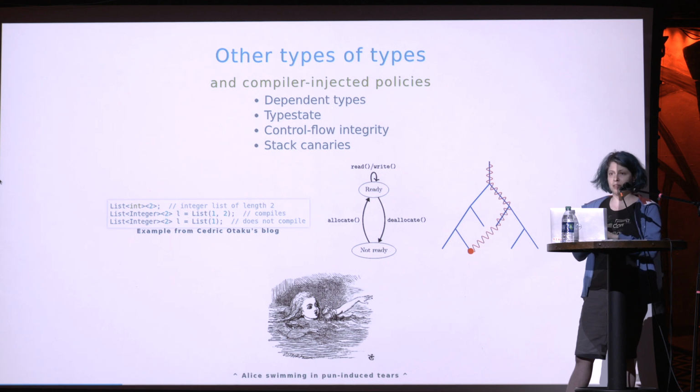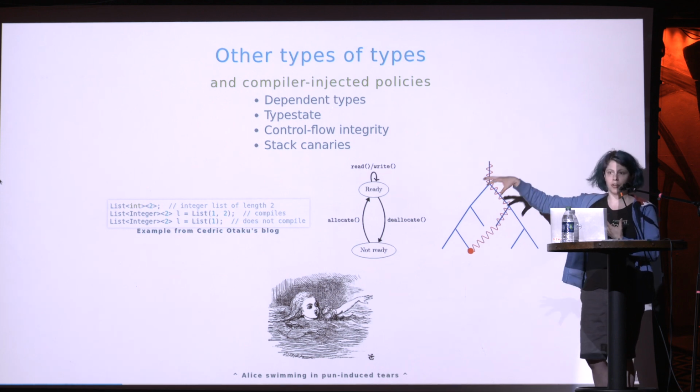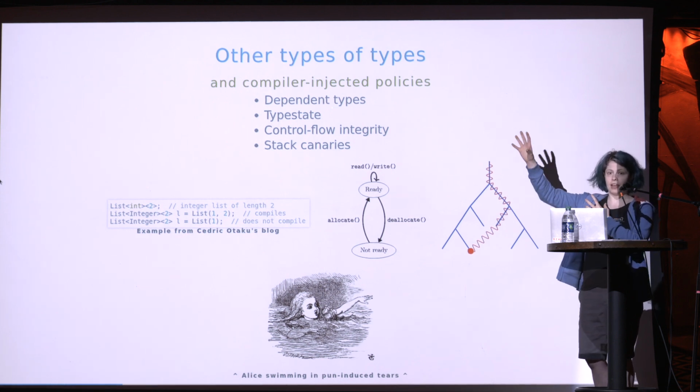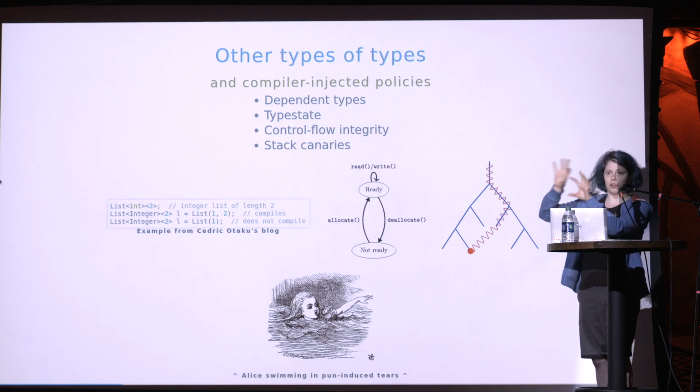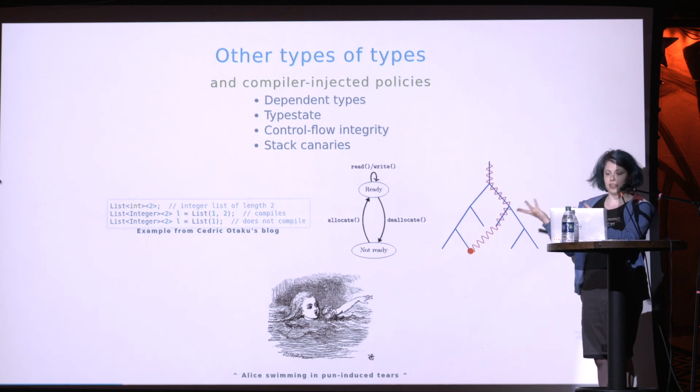Control flow integrity, which we see used these days, I kind of think of as a compiler injected policy. So there are branches along your control flow graph that you think are valid, that you're allowed. And the idea of control flow integrity is that you disallow jumps across branches or things that are not explicitly allowed in this policy.